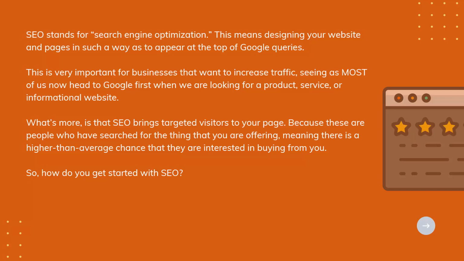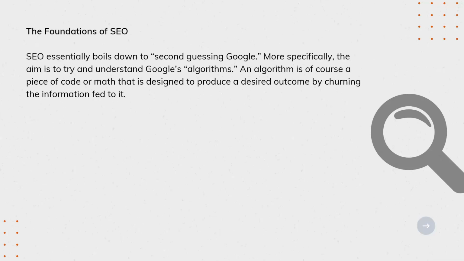What is the process? What terms do you need to understand? Let's look at the SEO basics. The foundations of SEO. SEO essentially boils down to second-guessing Google. More specifically, the aim is to try and understand Google's algorithms. An algorithm is, of course, a piece of code or math that is designed to produce a desired outcome by churning the information fed to it.